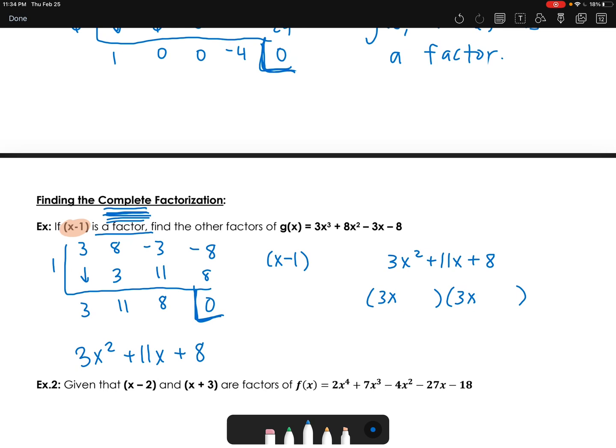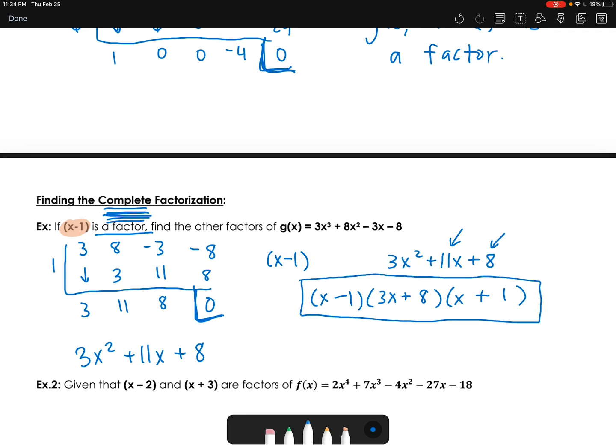And you're going to find out how you, not 3x and 3x. Some of you are watching this like, Missy, you're crazy. Yeah, 3x and x, and now you're trying to figure out, okay, what do I want to put in each spot to multiply to 8 and add up to 11. And so I'm going to choose 1 and 8 here, plus, plus. And so my complete factorization is x minus 1, 3x plus 8, x plus 1. And that is the complete factorization. These are your other two factors of g of x here, okay?